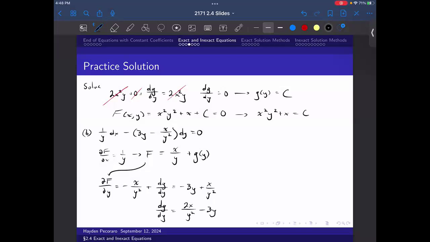The 2x, exactly. Yeah, you're not supposed to have any x's on that side because g was only supposed to be a function of y. So if you end up with an x on this side, something went wrong. That tells you that this differential equation is inexact. g is a function of only y. So this is inexact.